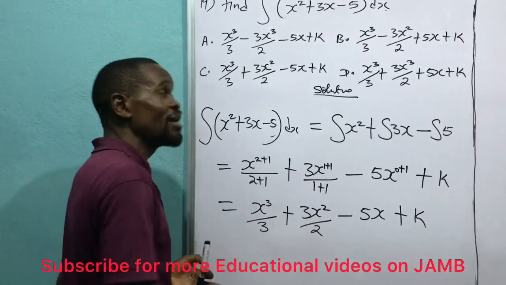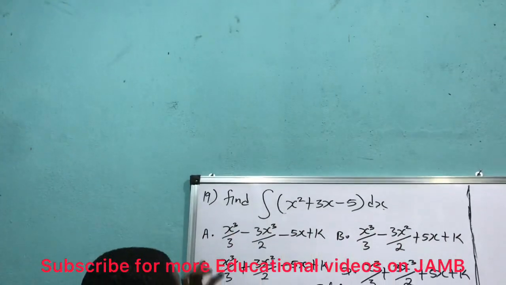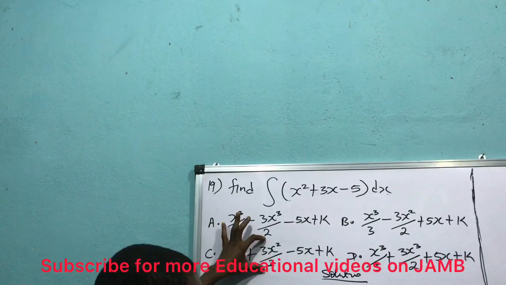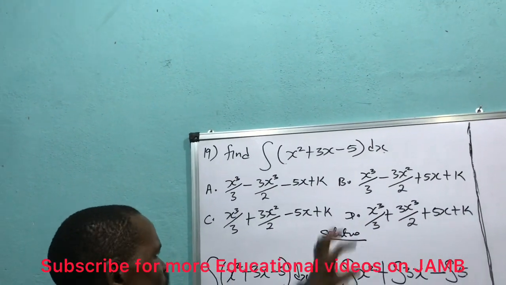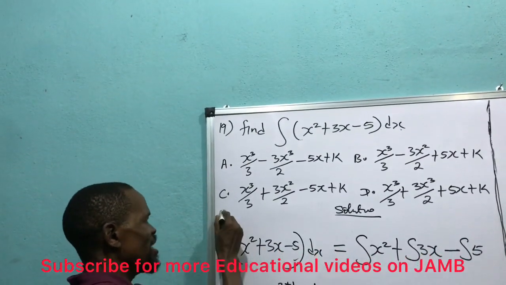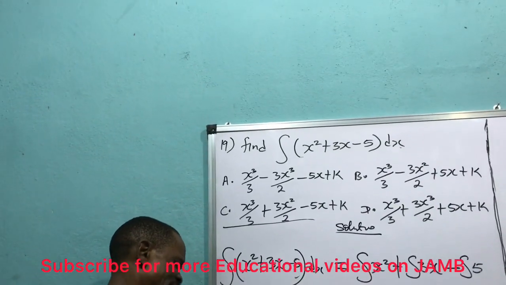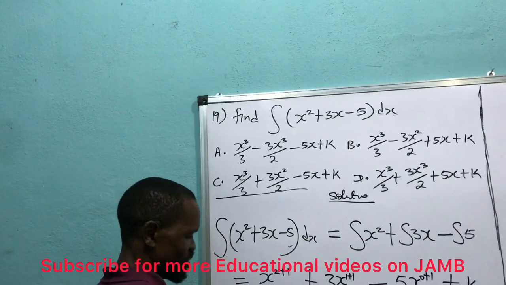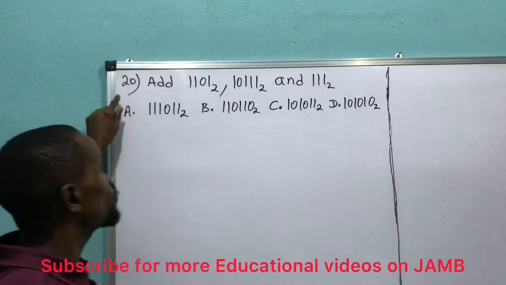This is our answer. Let's look at our options to see which one is correct. These are not the correct options. Look at the correct option here. The correct option is this. So we can say my answer is option C. That's question number 20.